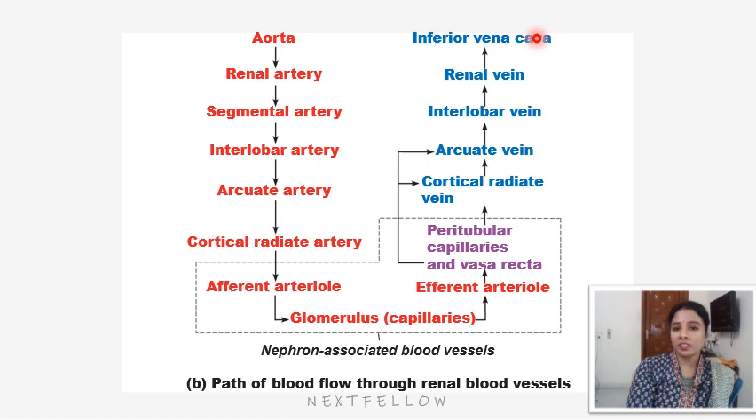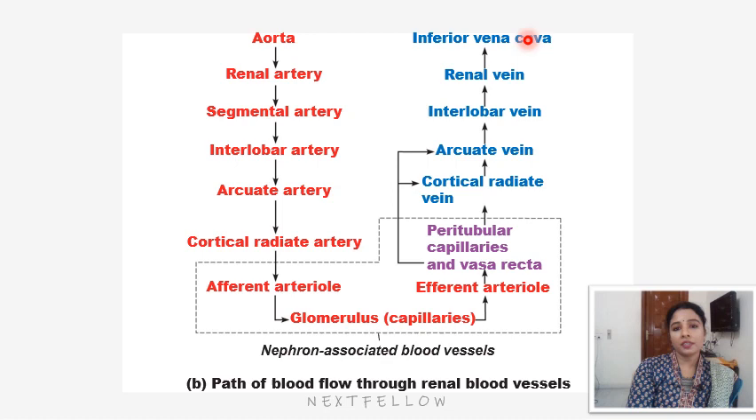So the venous drainage is by peritubular capillaries, which drain into arcuate veins, which drain into interlobar veins. Interlobar veins drain into renal veins. We can see the renal veins finally drain into the inferior vena cava.